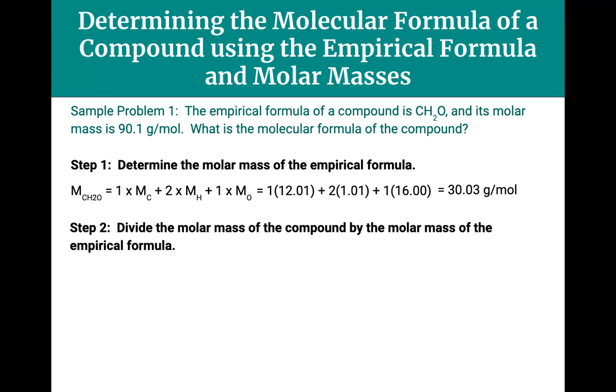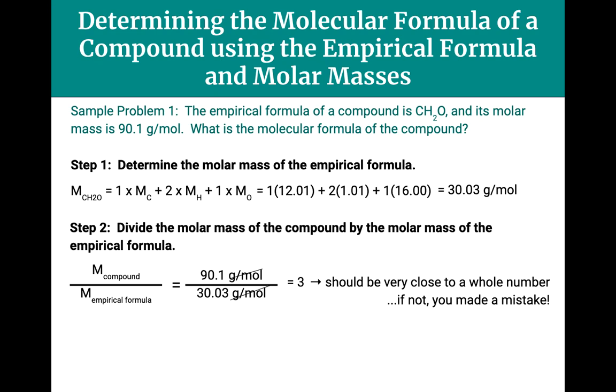Now we want to find out what that whole number multiple is, so we're going to divide the molar mass of the compound by the molar mass of the empirical formula. So we have 90.1 grams per mole divided by 30.03 grams per mole, and that gives us an answer of 3. When you do that division, your answer should be very close to a whole number. If it isn't, you have made a mistake. In this case, you can't get 1.5 or 1.66 or anything like that. It needs to be close to a whole number. And if it isn't, go back and check your work.